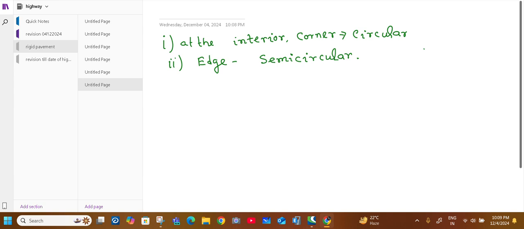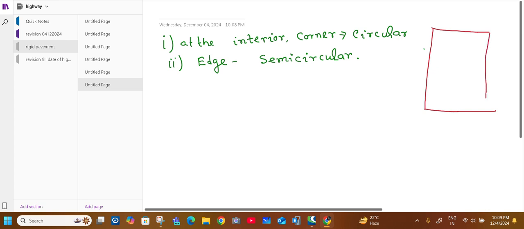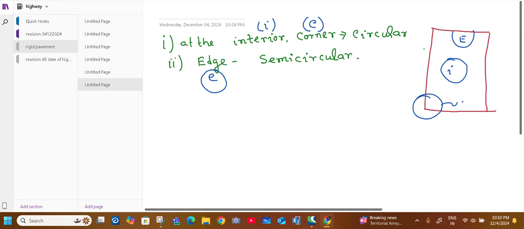So suppose this is the plate, this is the interior portion, and this is the edge portion, and this part is the corner portion.